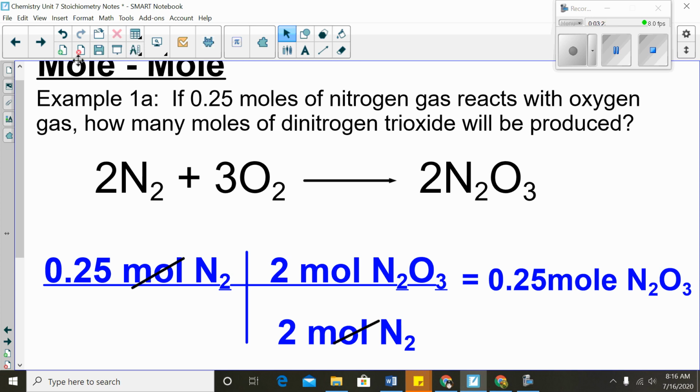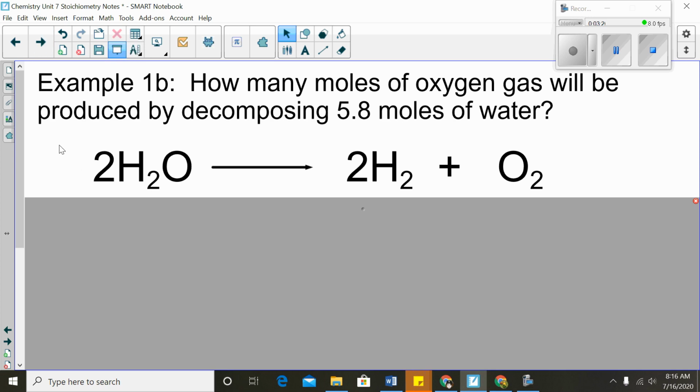Okay. So let's try another one. Example 1b, how many moles of oxygen gas will be produced by decomposing 5.8 moles of water? So here is our decomposition of water. We have 2 moles of water, yields 2 moles of hydrogen and 1 mole of oxygen. But we're not starting with 2 moles of water, we are starting with 5.8 moles of water. So if we change this now, this is now 5.8, how much oxygen will be produced?